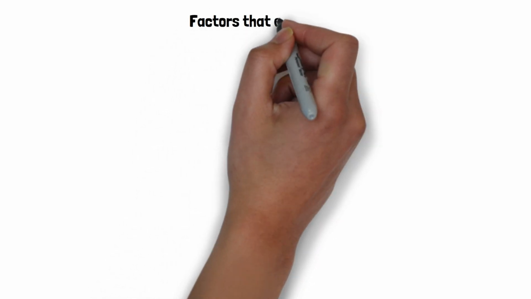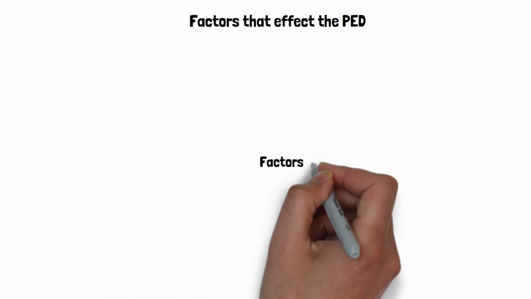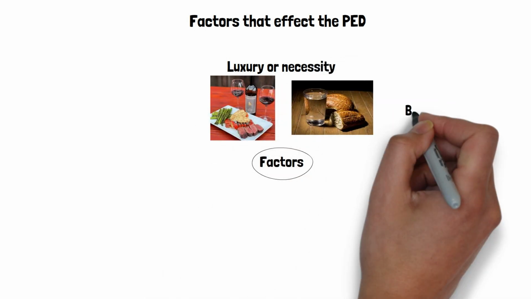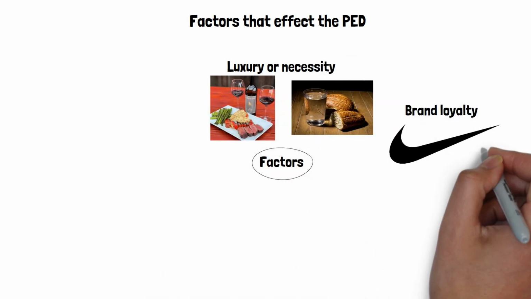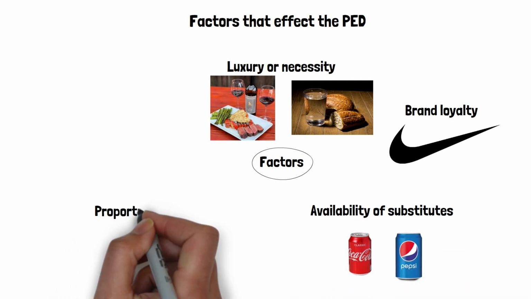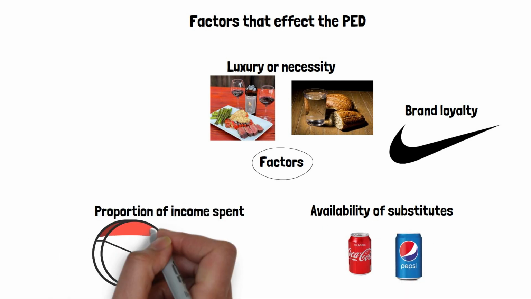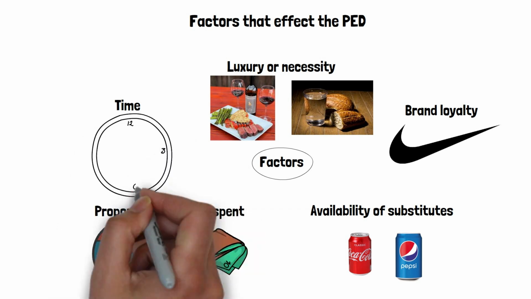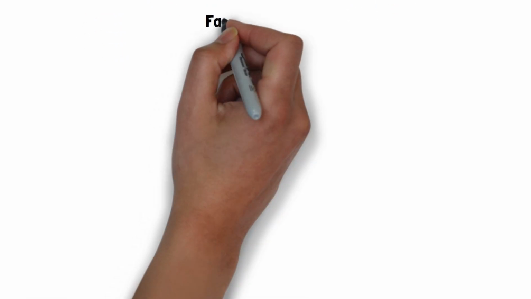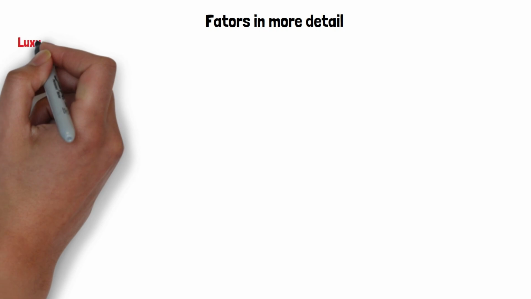So, what are the factors that influence a product's PED? Well, is the product a luxury or a necessity? Does the product have any brand loyalty? What is the availability of substitutes? What proportion of the customer's income is spent on this good? And on what time frame? Let's look at each of these factors in more detail.